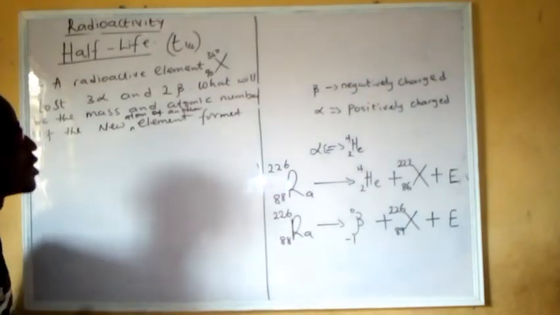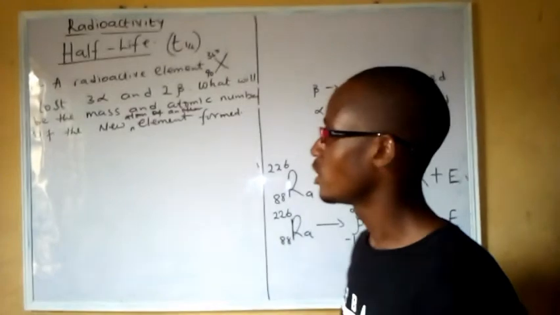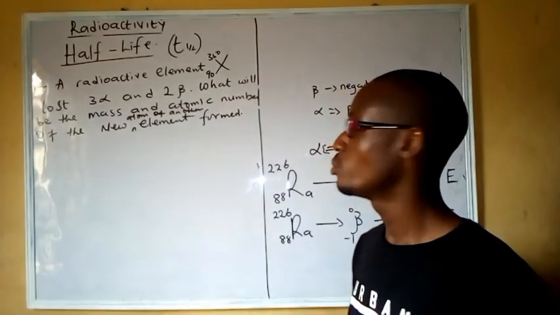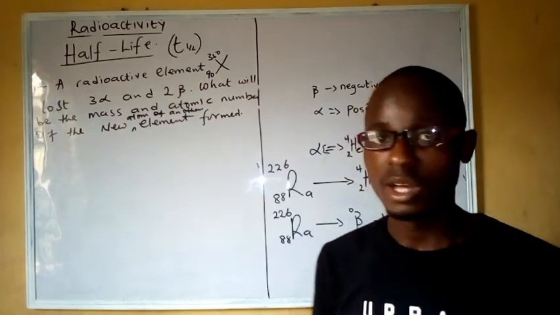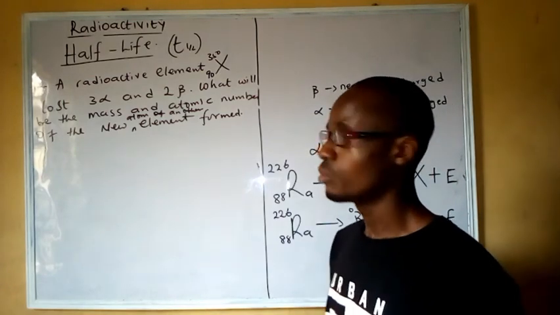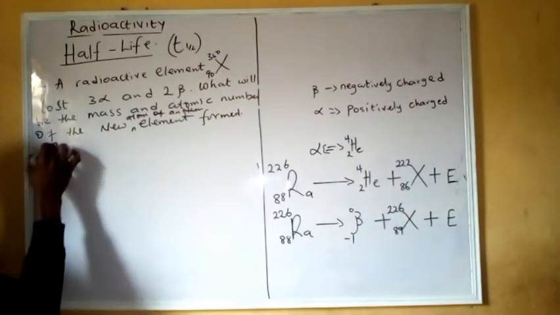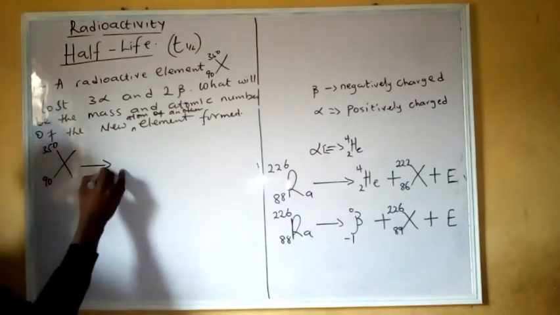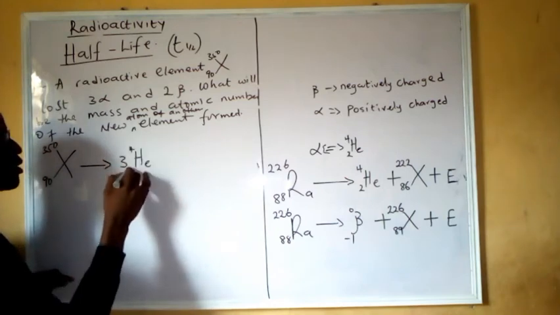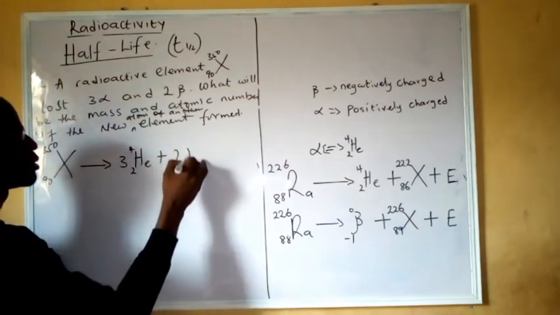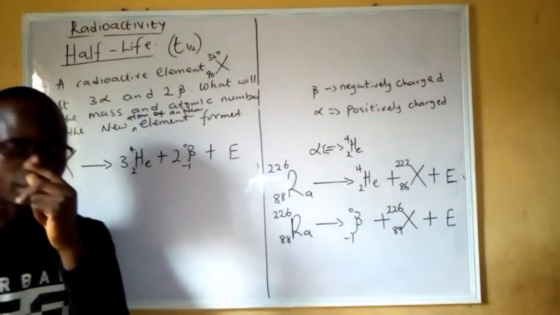So this question says a radioactive element X of mass number 350 and atomic number 90 lost 3 alpha particles and 2 beta particles. What will now be the new mass number and the new atomic number of such an element? So we can write the nuclear equation for that. We have 350 and 90. It loses 3 alpha particles, which are helium nuclei, and loses 2 beta particles. And at the same time, don't forget, energy is released in the process.